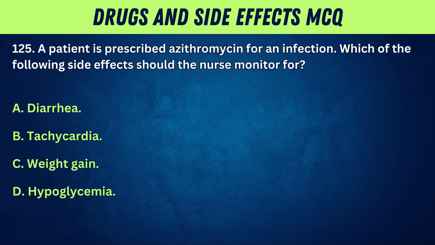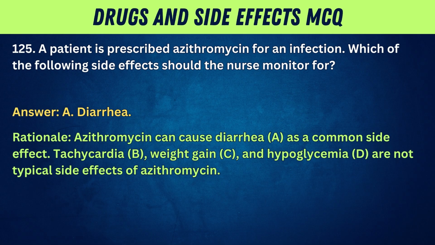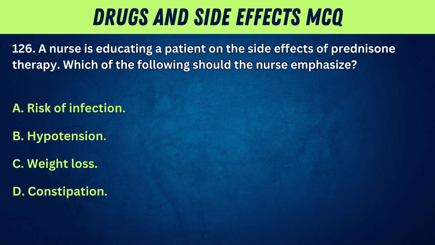125. A patient is prescribed azithromycin for an infection. Which of the following side effects should the nurse monitor for? A. Diarrhea. B. Tachycardia. C. Weight gain. D. Hypoglycemia. Answer: A. Diarrhea. Rationale: azithromycin can cause diarrhea, A, as a common side effect. Tachycardia, B, weight gain, C, and hypoglycemia, D, are not typical side effects of azithromycin.